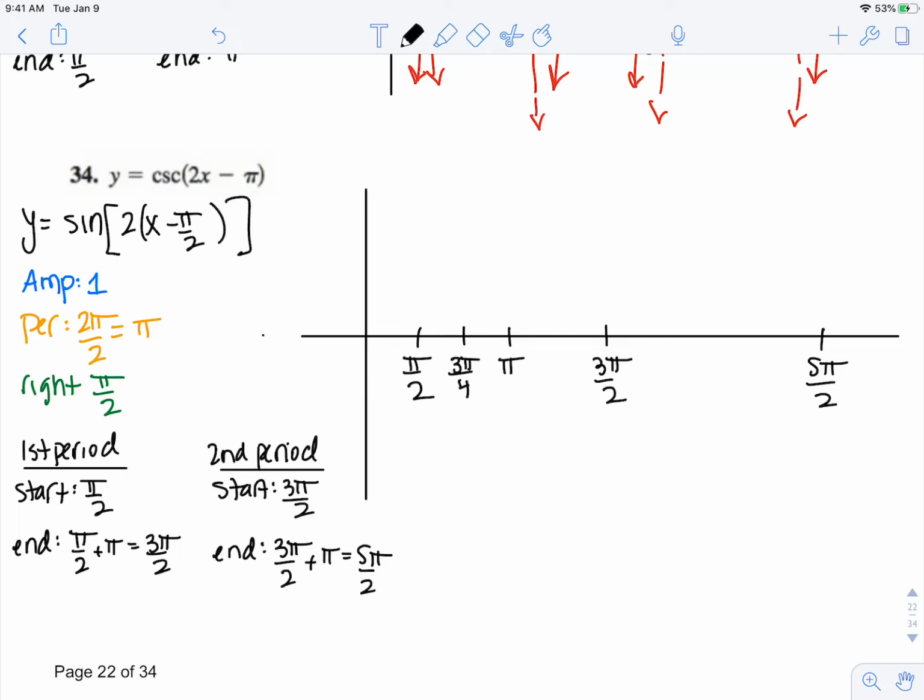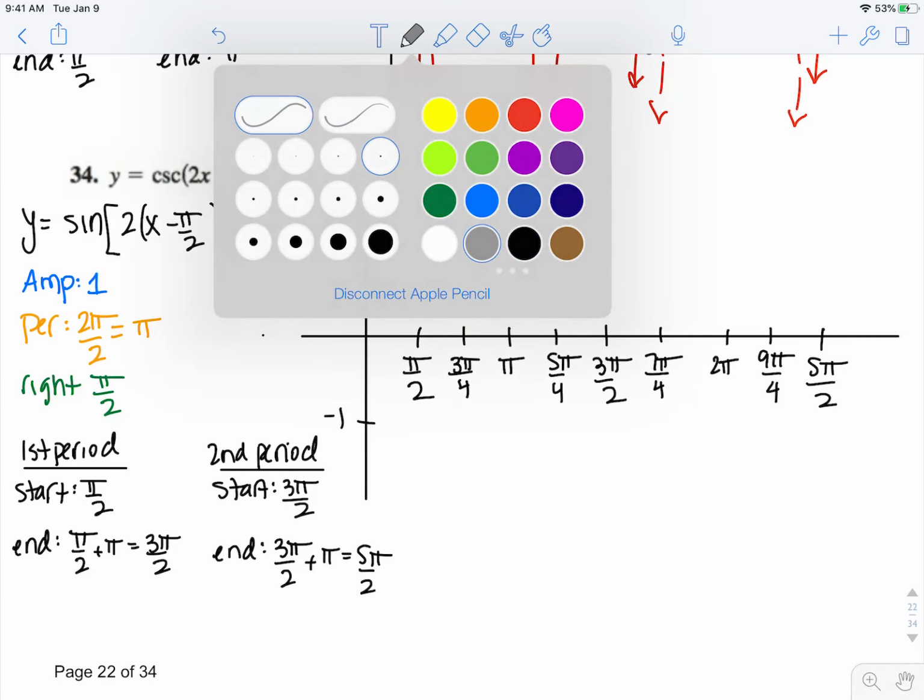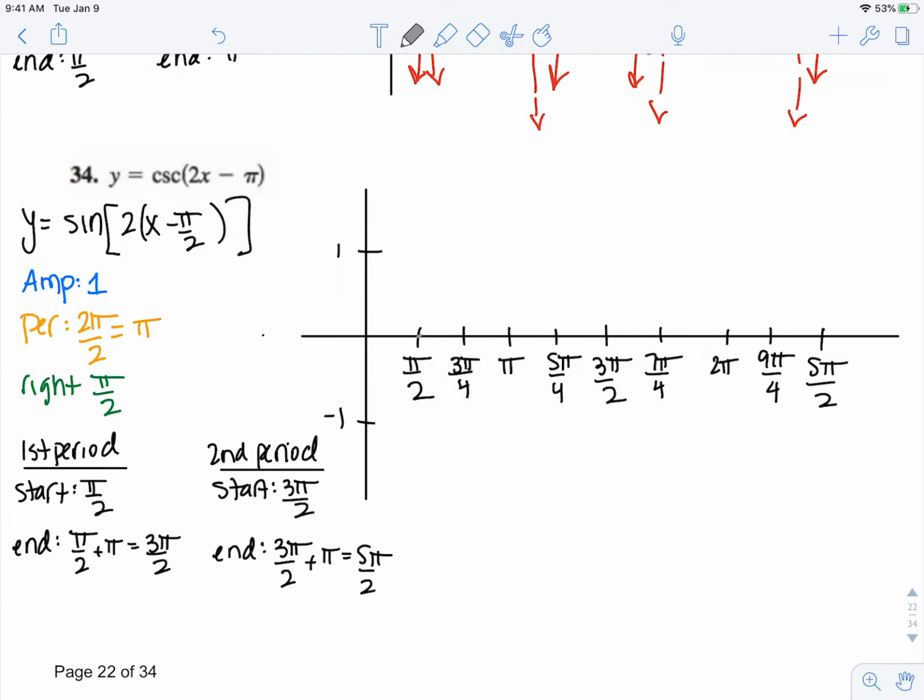4 pi over 4, 5 pi over 4, 6 pi over 4, 7 pi over 4, 8 pi over 4 is 2 pi, and 9 pi over 4. So I start to see my pattern, and I'm going up 1, down negative 1. So let's do my sine. Starts at 0, up, down, down, up, down, down, up. This is my dashed sine line.